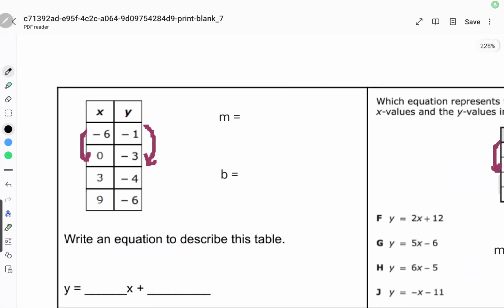Next page we have a table. Now for tables, we remember that we always have to draw our arrows. We also know that it's right side over left side. For this arrow over here, I would take my bottom and subtract off my top. So I would have -3 minus -1.